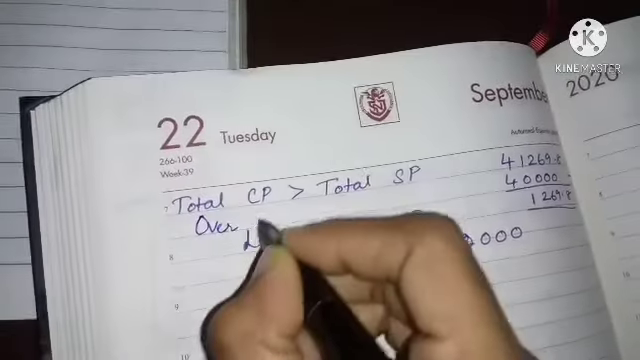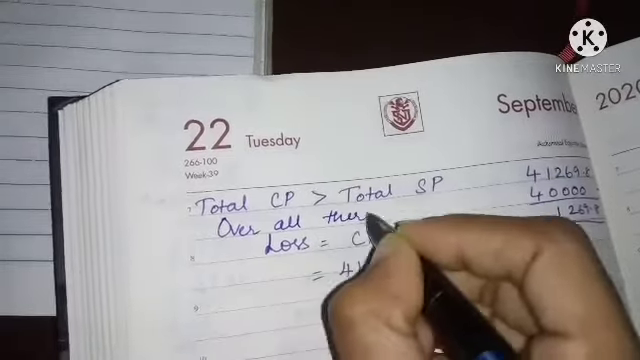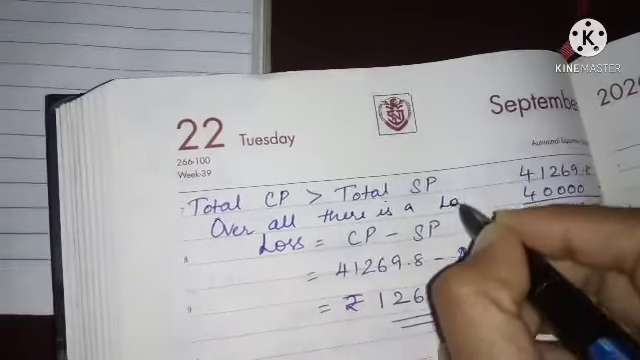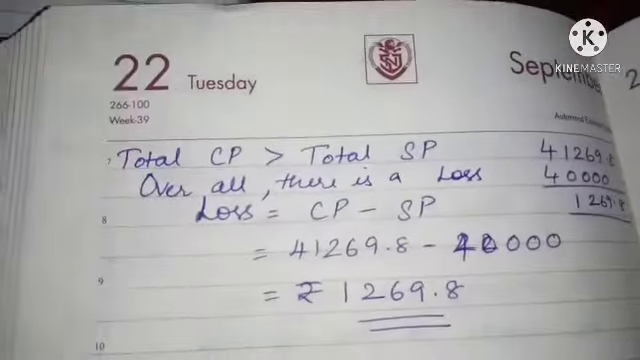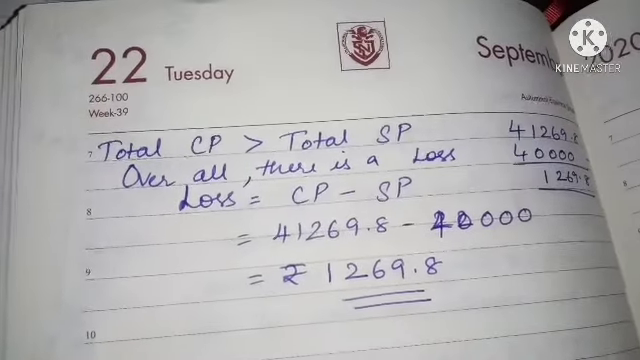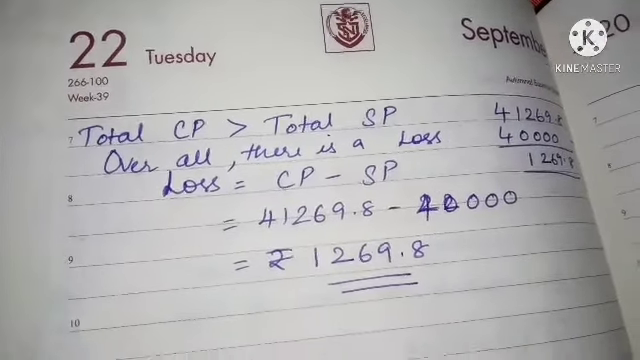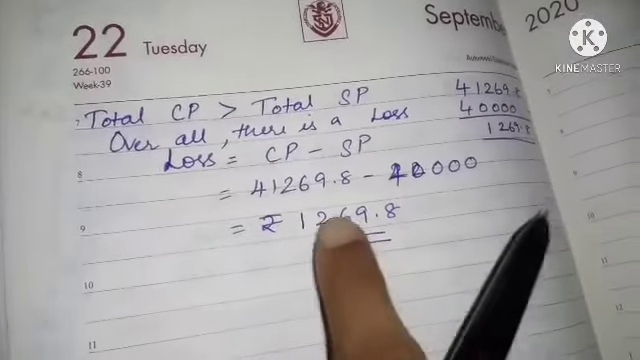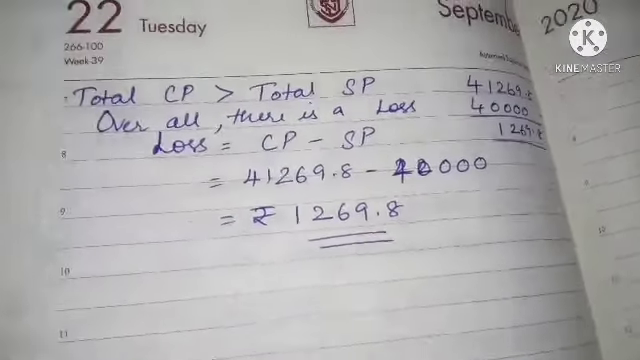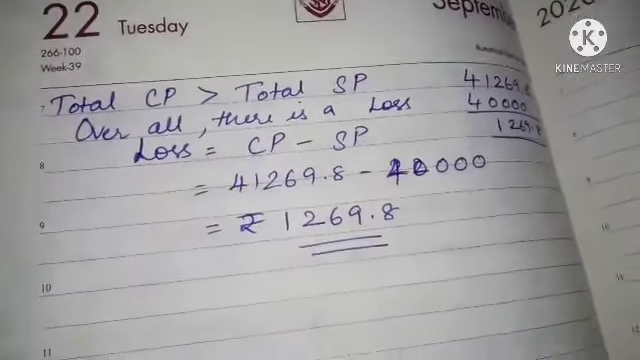Understood? So overall there is a loss. Okay, overall there is a loss. So what is the loss amount? We should find it: cost price minus selling price. So 1,269.8 rupees is your loss amount. Understood?